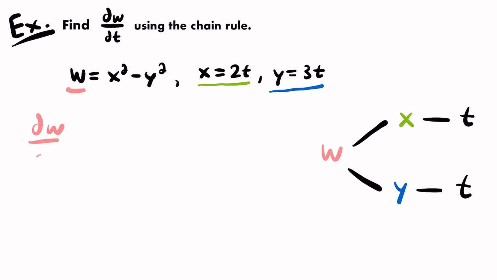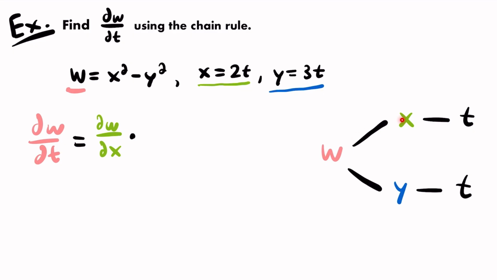dw dt will be equal to the sum of two terms that we will get from this tree. We'll get one term for each of these different paths that we can take. So starting at w, we have a choice of either going to x or to y, meaning that we can take a partial derivative of w with either respect to x or y. So let's start by taking a partial with respect to x. And so we have the partial of w with respect to x, and then that will be multiplied by the derivative of x with respect to t, right?